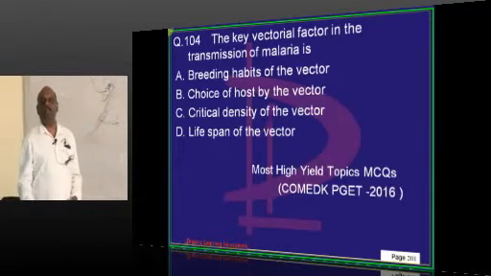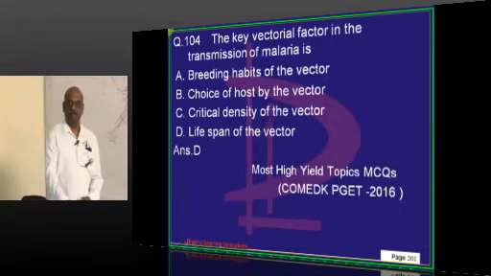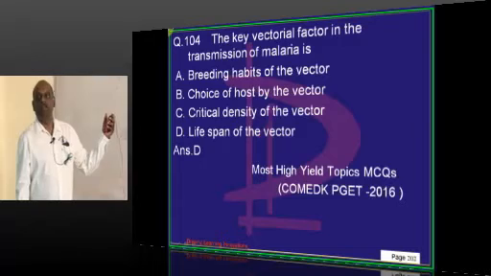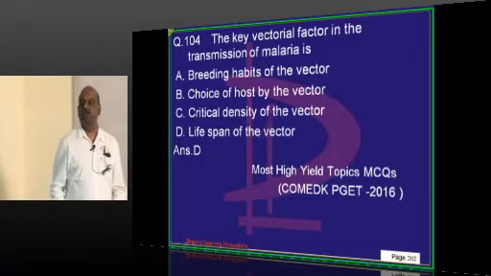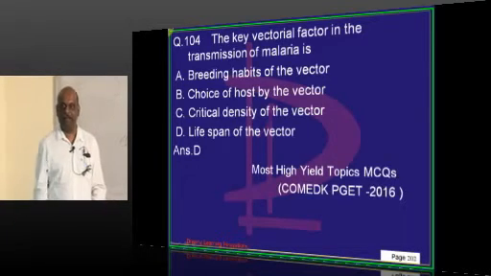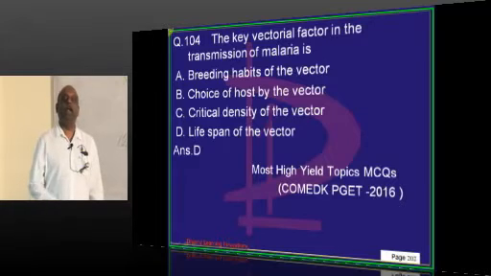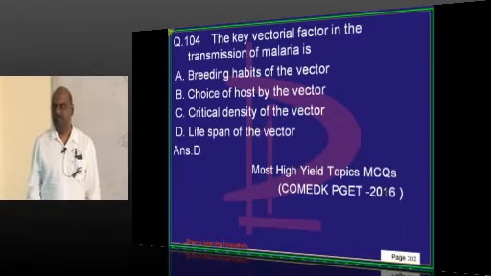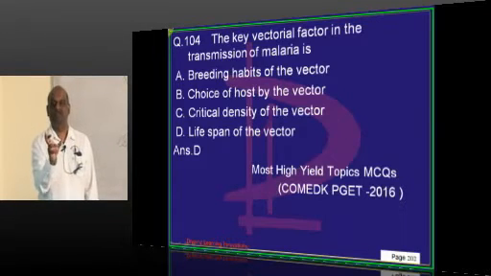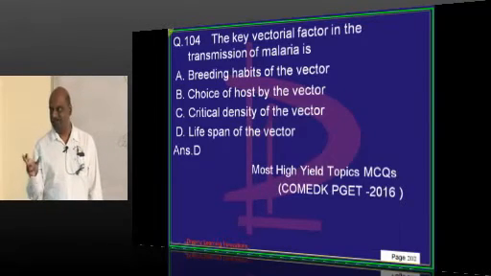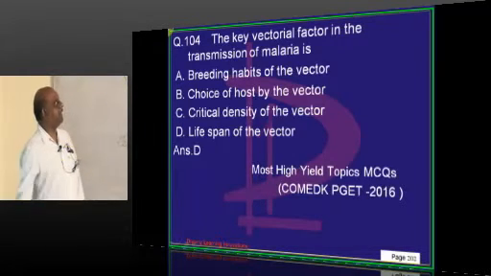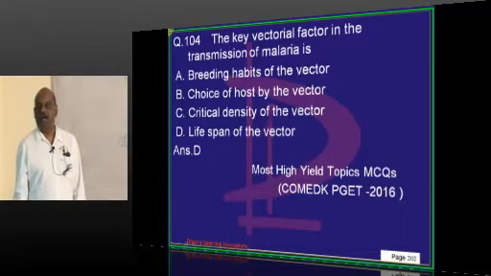What is the key vectorial factor that decides the transmission, doctor? If a mosquito bites you, drinks your blood, you have malaria, for example. Before biting another person, if it dies, transmission doesn't occur. So what is the span of the life of the vector? It is the most important deciding factor that decides the transmission of malaria. All our idea is to decrease its lifespan so that our lifespan will increase.